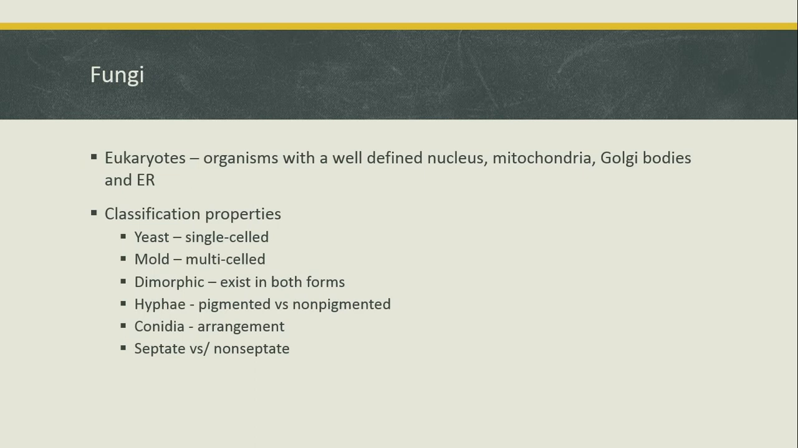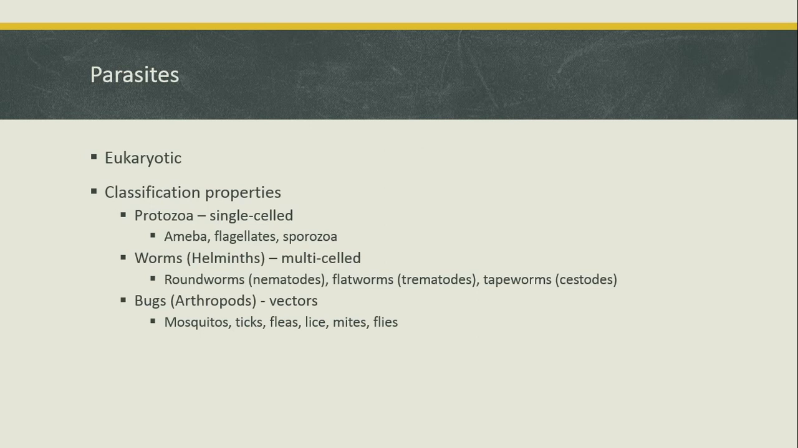Fungi, or fungi, however you want to pronounce it, are eukaryotes. So eukaryotes as in you, like me and you. These are organisms with a well-defined nucleus, mitochondria, Golgi bodies, and endoplasmic reticulum. And how we classify them is either single-celled or multicelled. So your single-celled organisms are your yeasts, and your mold is multicelled. And then some can also exist in both forms, which they call dimorphic. Then we also look at the hyphae, whether it's pigmented or non-pigmented. We look at the arrangement of the conidia, and then we look to see whether it's septate or non-septate.